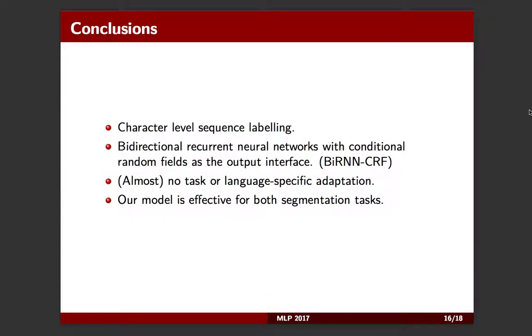Okay, so basically, in this work, we model both word segmentation and morpheme segmentation as character-level sequence labeling. We adopt bidirectional recurrent neural networks with conditional random fields as the output interface, as the segmentation framework. Our proposed model is completely data-driven, with almost no task or language-specific adaptation. And also, according to the evaluation results, we can say that our model is quite effective for both segmentation tasks.